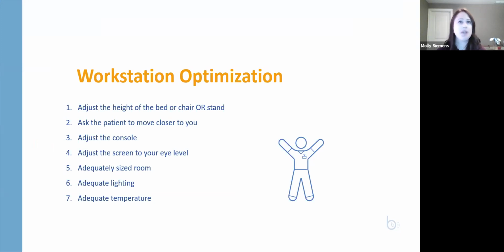As we've mentioned multiple times, starting with the appropriate height of the bed and the chair, adjusting to where you need them to be. If possible, using a bed that automatically adjusts with the remote is best, not only for you, but for the patient as well. Again, making sure the patient is as close to you as possible and adjusting the console so it's easy to reach. You're not reaching clear over to the side to type things in. It's at a comfortable height and your body isn't twisting towards the patient or towards the console.